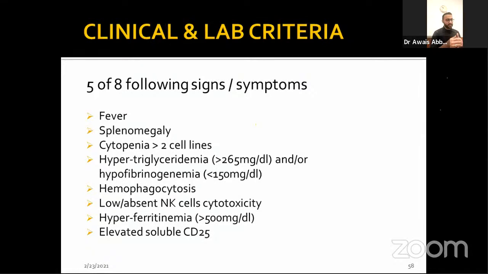I'll just quickly rush through the clinical and lab criteria. We have 8 criteria, of which 5 should be fulfilled in order to diagnose a patient with MAS. We have fever, splenomegaly, cytopenias affecting greater than 2 cell lines, hypertriglyceridemia of greater than 265, or hypofibrinogenemia, hemophagocytosis, low or absent natural killer cell activity, hyperferritinemia, and elevated soluble CD25. So of these 8 criteria, we need to fulfill at least 5 to diagnose a patient with MAS.